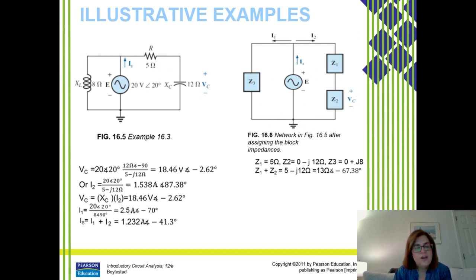Now, if you need to pause the video at any time and think through that and back it up, please do that. That's one of the benefits of using video in this case.